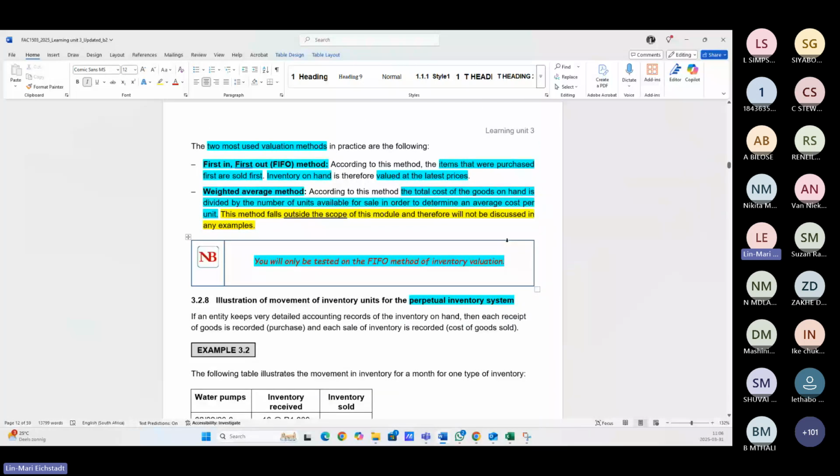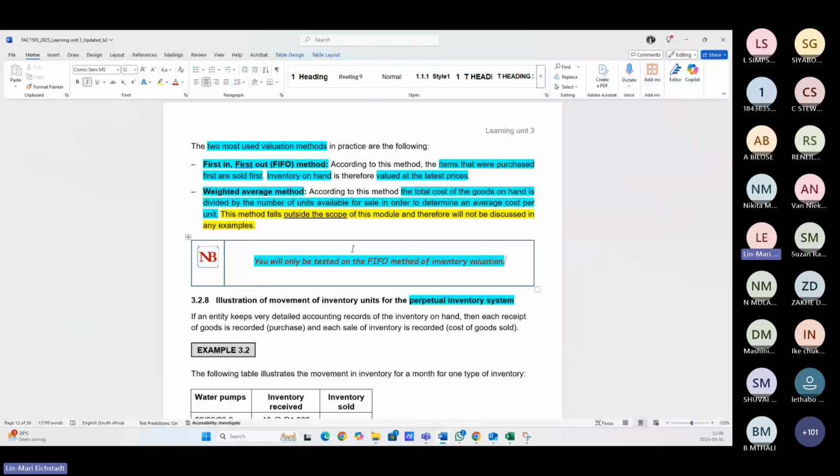So in a nutshell, what it's saying is that when we have inventory on hand that was not sold during the year, we need to be able to give a value to that inventory. And there are two ways, two valuation methods. There's the first in, first out method. And according to this method, the items that were purchased first is considered to be sold first. It might not be that way, right?